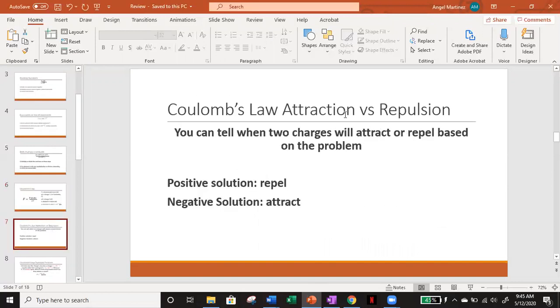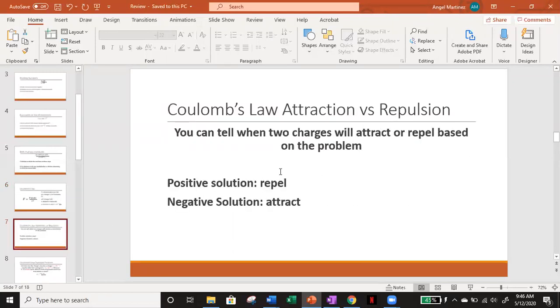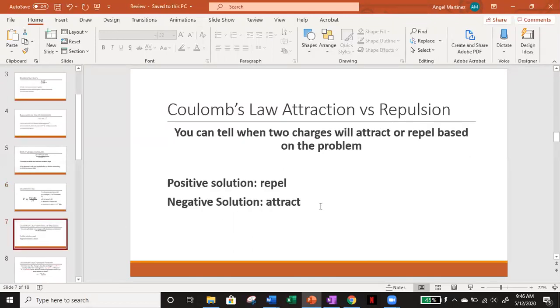There are a few things to remember. For attraction versus repulsion, you can tell whether two particles attract or repel based on what their charges are. If your solution for Coulomb's law is positive, they're going to repel each other. That means they're either both positive or both negative, so they have the same sign and repel. If they have opposite signs, one Q is positive and one Q is negative, the solution will be negative, so they'll be attracted to each other.